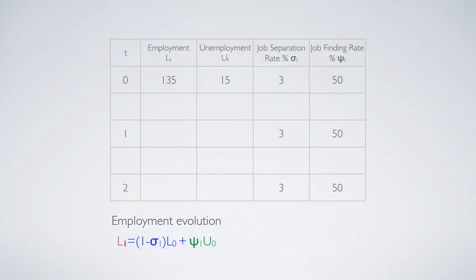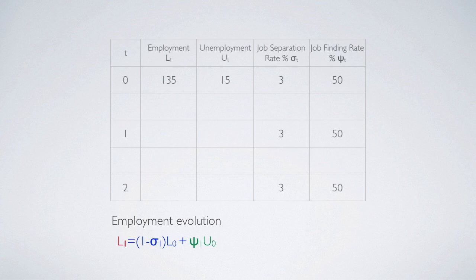Now we are going to use these two evolution equations to calculate the dynamics of employment and unemployment. We use the numbers in this example. We have on day 0, there are 135 million employed and 15 million unemployed.